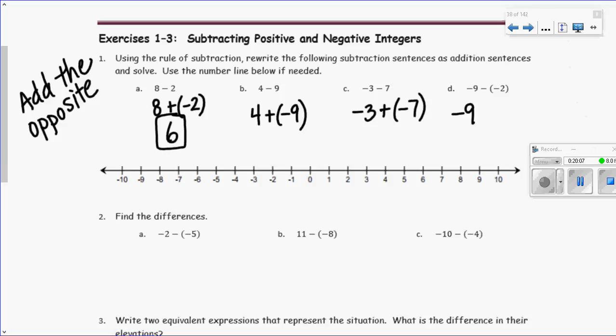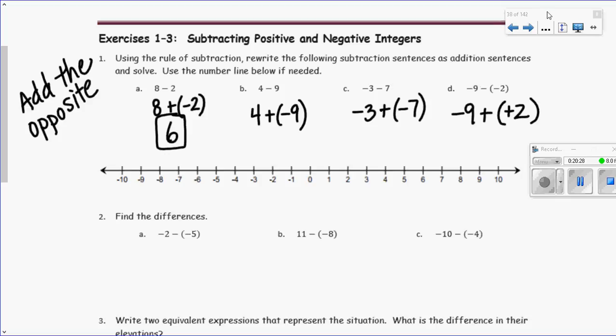Okay, for negative 9, we're going to add the opposite of negative 2. So change it to adding. Now this one is interesting because I have a minus negative 2, and I am changing it to be plus. What's the opposite of negative 2? It's actually positive 2. So I'm changing two things in all these problems. I'm changing to adding, and then I'm taking the opposite.